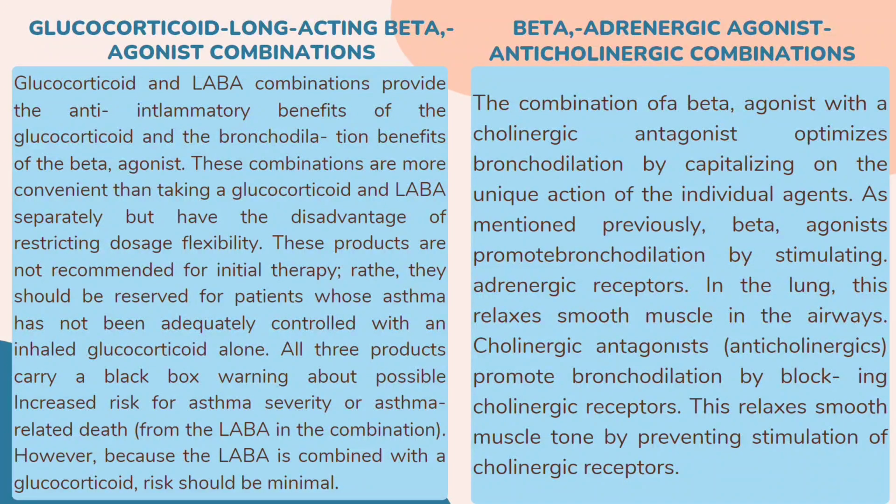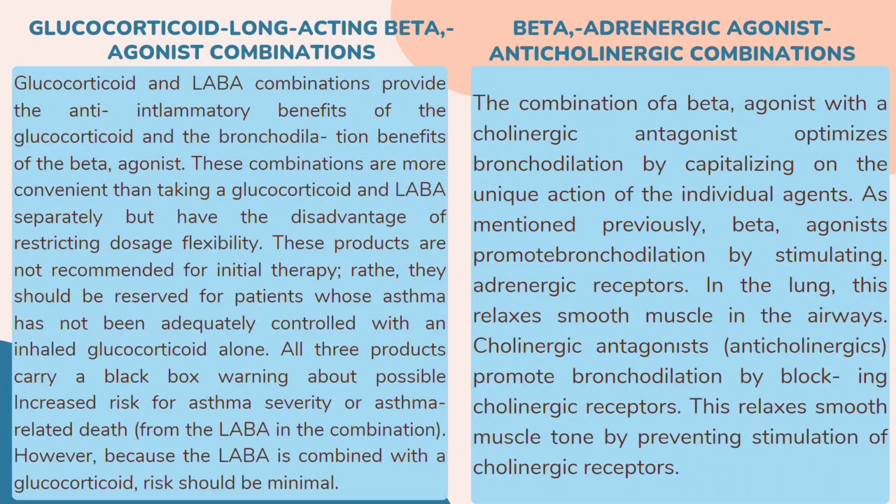Rather, they should be reserved for patients whose asthma has not been adequately controlled with an inhaled glucocorticoid alone. All three products carry a black box warning about possible increased risk for asthma severity or asthma-related death from the long-acting beta-2 agonist in the combination. However, because the long-acting beta-2 agonist is combined with a glucocorticoid, risk should be minimal.